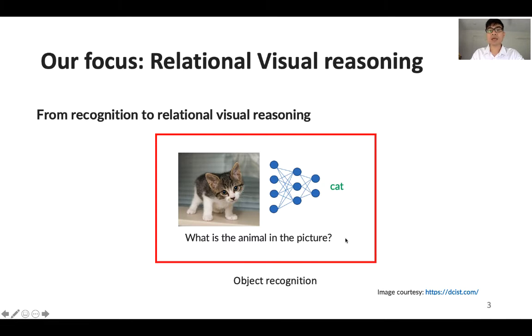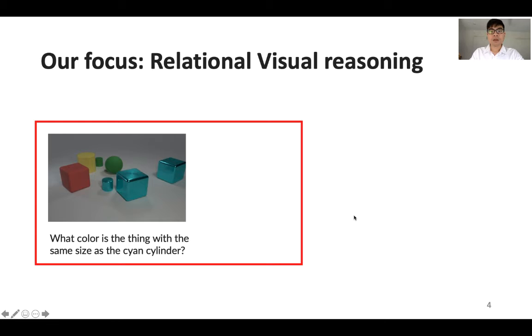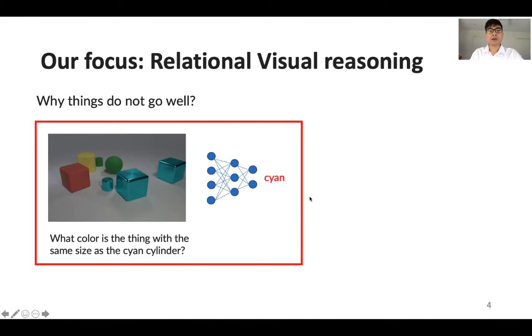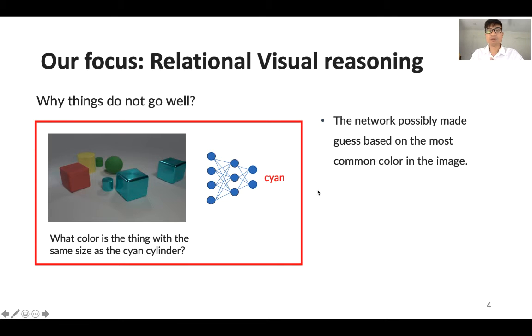This kind of task can be handled with a simple neural network, and it usually gives a trustful answer if trained on a clean data set. There's no reasoning needed for this kind of task. How about this kind of question? What color is the thing with the same size as the cyan cylinder? As you can see, the correct answer should be green, but our network seems to guess the most common color in the image for the answer, which is cyan in this case.